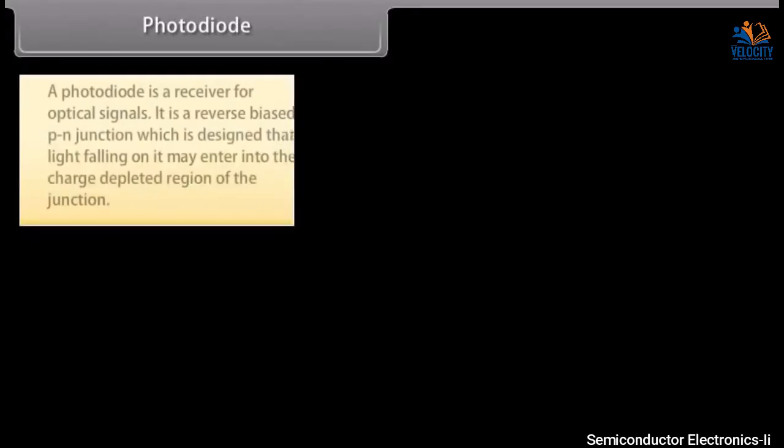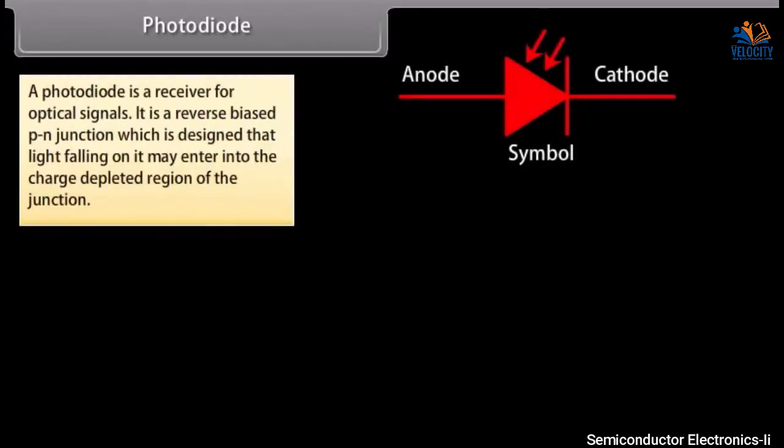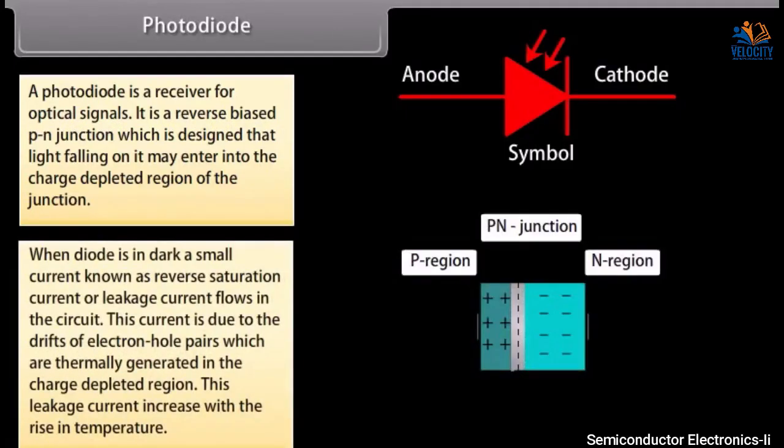Photodiode. A photodiode is a receiver for optical signals. It is a reverse-biased p-n junction which is designed so that light falling on it may enter into the charge-depleted region of the junction. When the diode is in dark, a small current known as reverse saturation current or leakage current flows in the circuit. This current is due to the drift of electron-hole pairs which are thermally generated in the charge-depleted region. This leakage current increases with the rise in temperature.